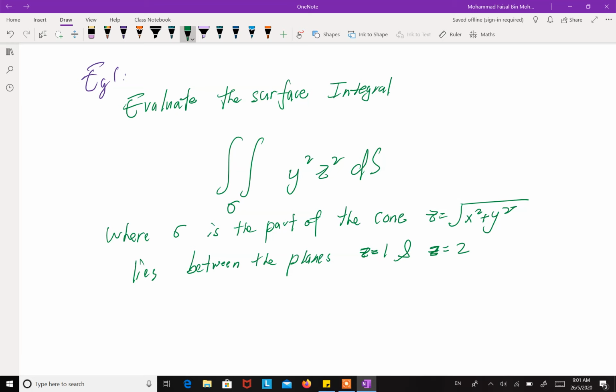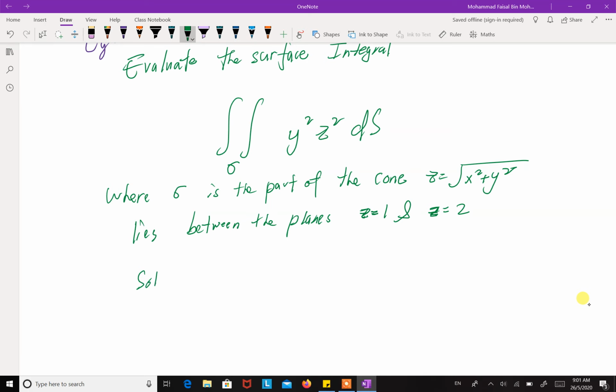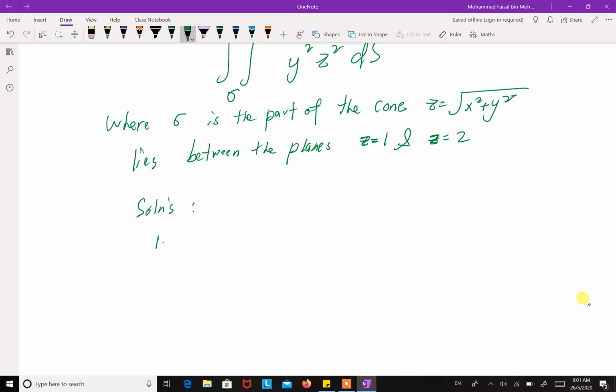Okay, so solution. First you have to sketch. Second, you have to choose the main function and the dA. Also find the dS.